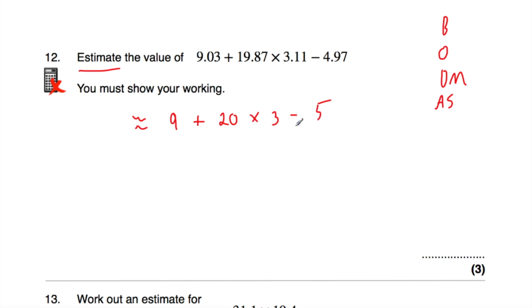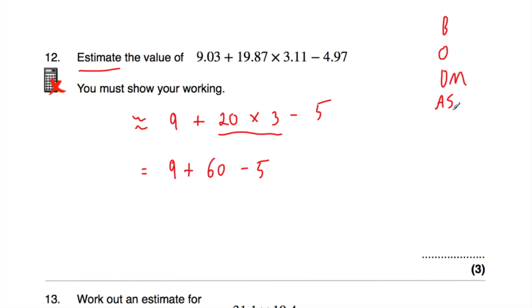Now we have to do the multiplication first here. So you're going to do 20 times 3, and 20 times 3 is equal to 60. So I'm going to keep the 9 there, keep the plus sign there, and 20 times 3 is equal to 60. So I'm then going to write 60, and then we've still got the subtract 5. So we've just worked out this part and put it in the middle. So we've got that 60 there.